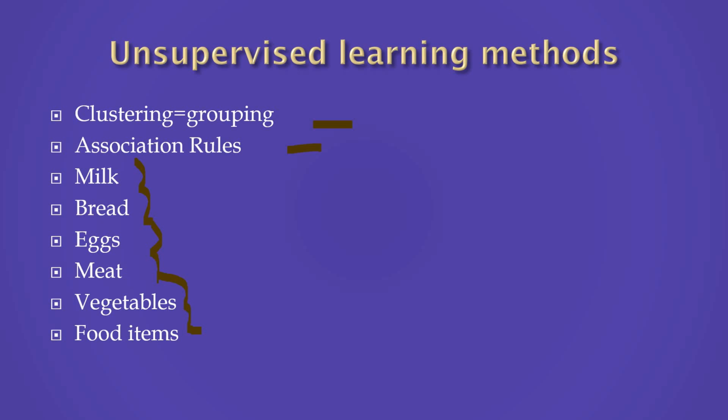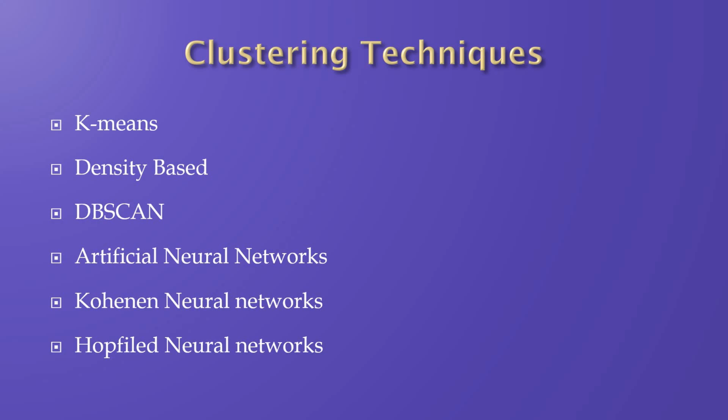Okay, and next we are going to see the clustering techniques. The k-means algorithm is one of the most important clustering techniques, and there is also density-based clustering, DBSCAN. And coming to artificial neural networks, the neural networks which support clustering are coherent neural networks and Hopfield neural networks. These are very good examples of artificial neural networks which help to do clustering.